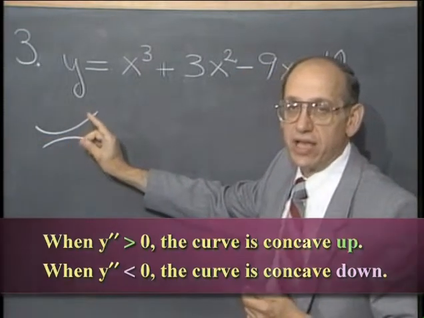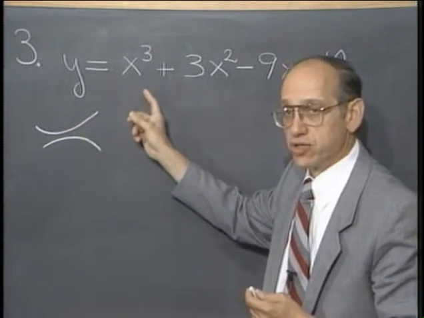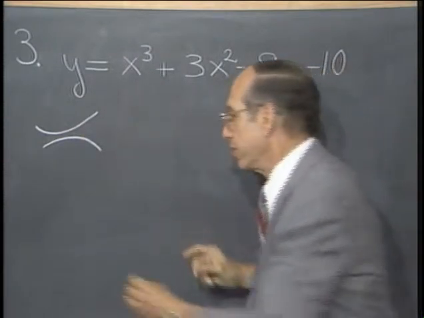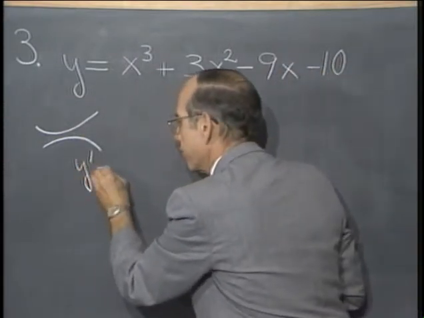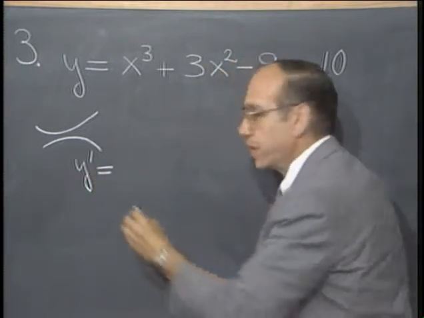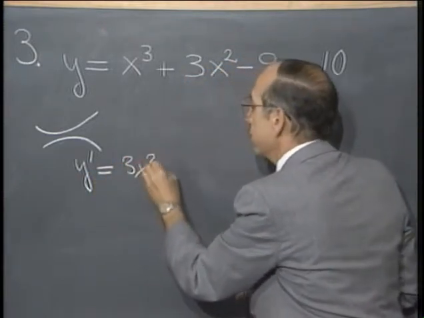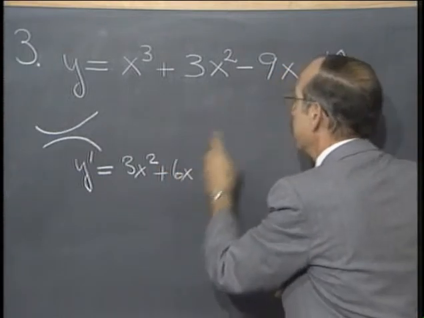So I'm going to have to take 2 derivatives of this function. That's not difficult. y prime, the first derivative, is equal to 3x squared plus 6x minus 9.